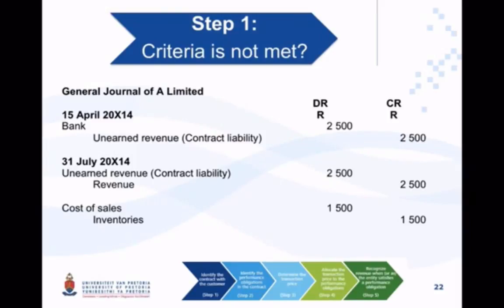So looking at our journal entries there, on the 15th of April, you've received the money from the customer. You recognize this now as unearned revenue or income received in advance, which is a liability. And then on 31 July, when you've performed in terms of the contract and control of those goods has passed, you can now do your revenue recognition in terms of IFRS 15.